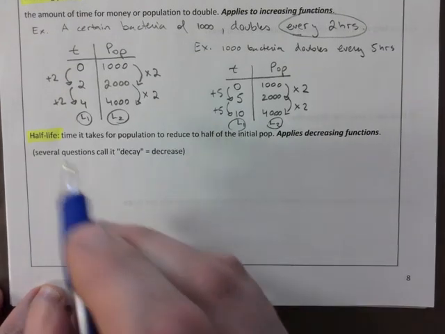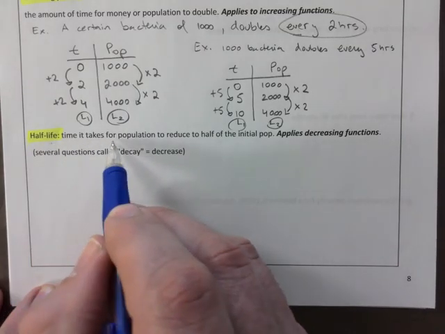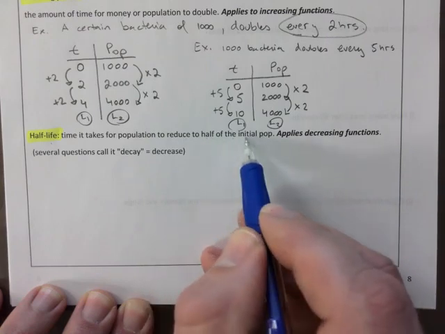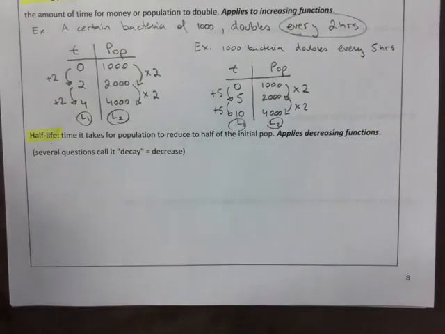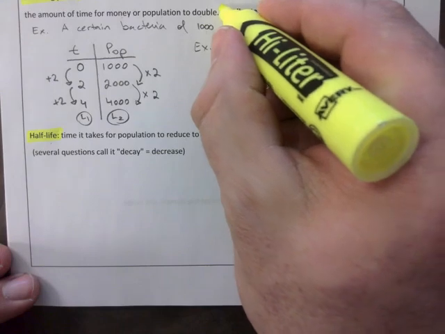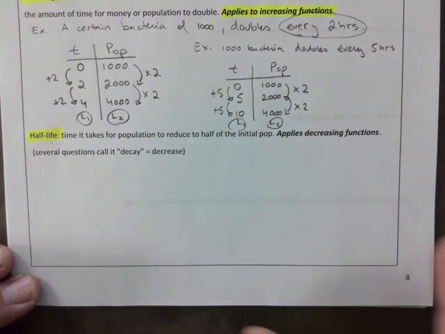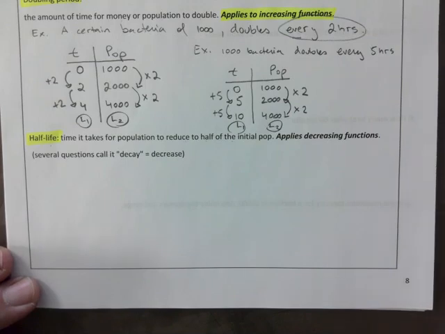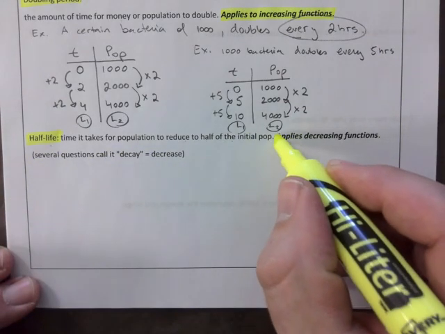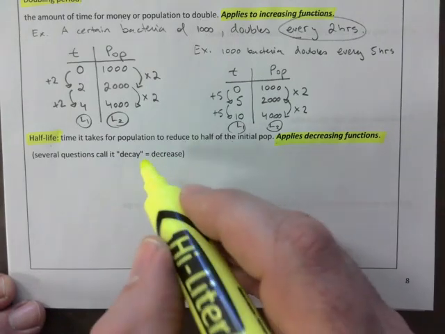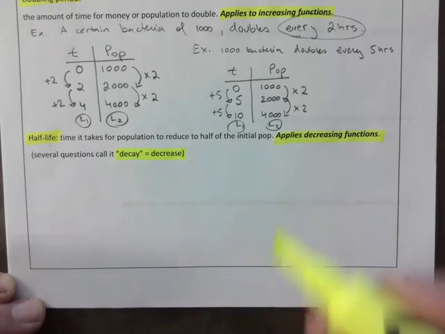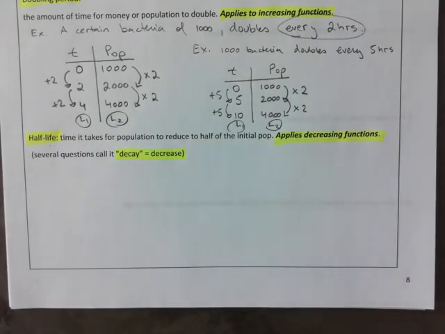Sorry about that. Half-life is the time it takes for a population to reduce to half of the initial population. This would be applying to a decreasing function. Let's highlight that part: with doubling time, you're increasing the population. Obviously, it's always doubling. When it's half-life, you're actually doing the exact opposite. Your population is getting to half of what it used to be. In several cases, instead of decreasing the function, the question will talk about decay or a decrease. It means the same thing.